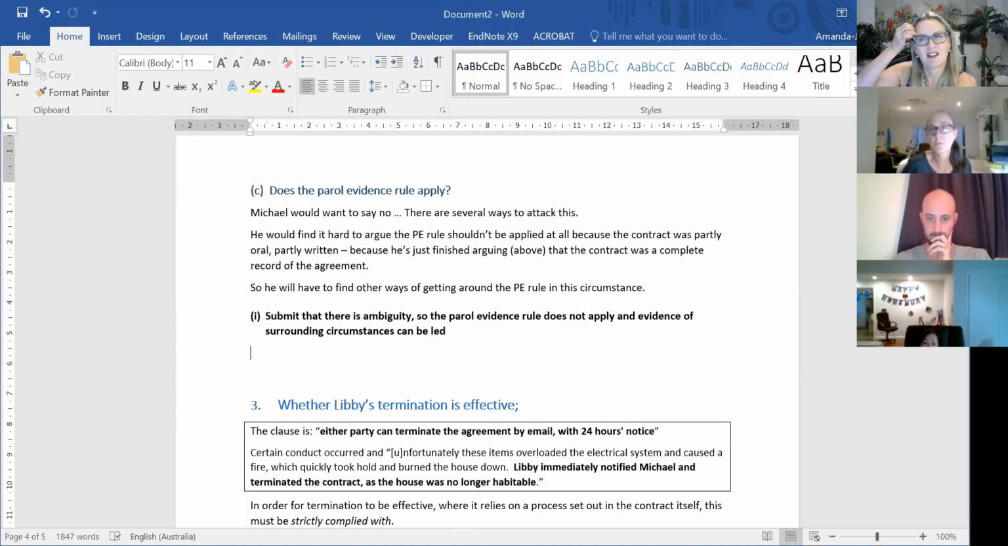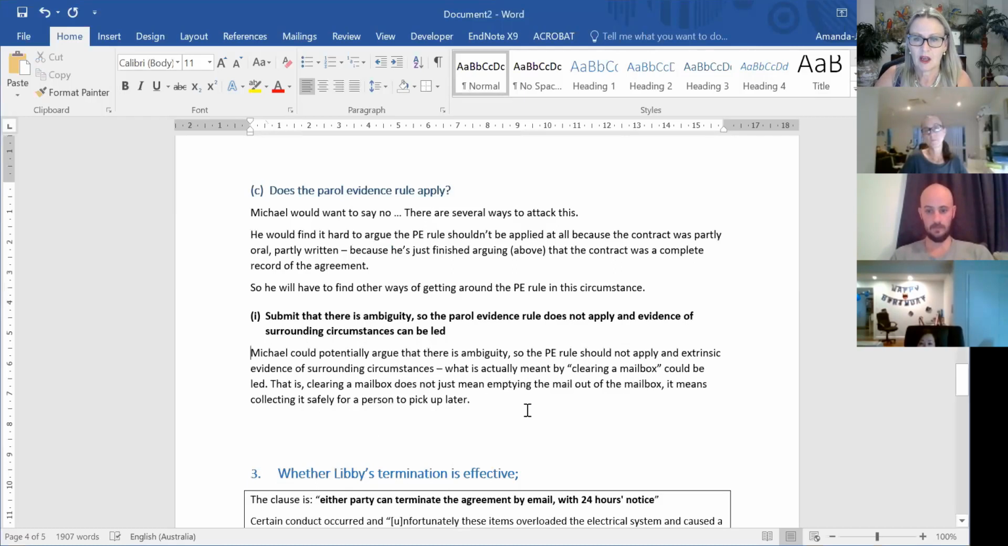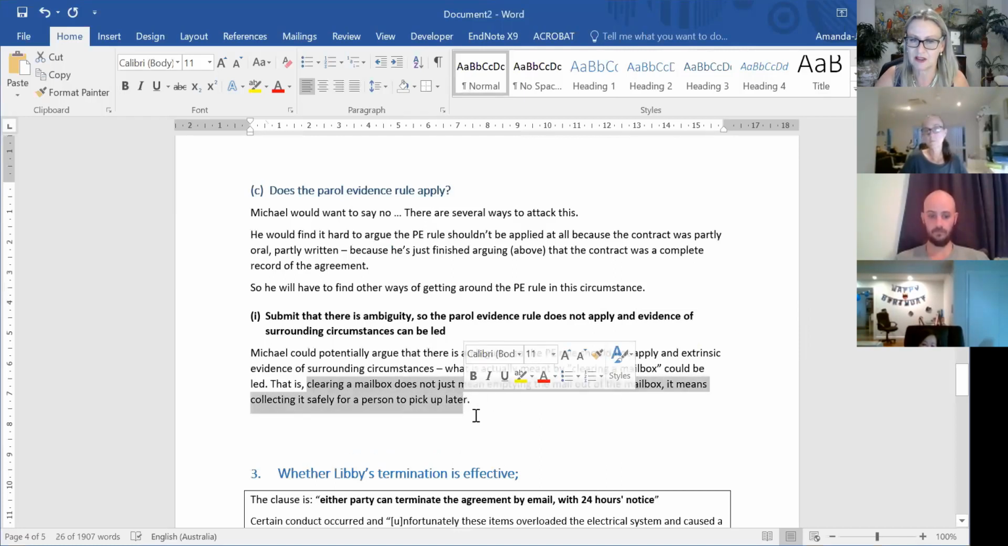But again, we've got the plain words thing. And this is where we've all got the vibe. We know what should happen. And what we have to try and do is nut out a legally sound way of putting an argument together so that our gut feel aligns with the vibe and the legal authority, okay? So I would say there is some ambiguity in the term clearing a mailbox, because clearing a mailbox doesn't just mean emptying it. It means collecting it safely for a person to pick up later.